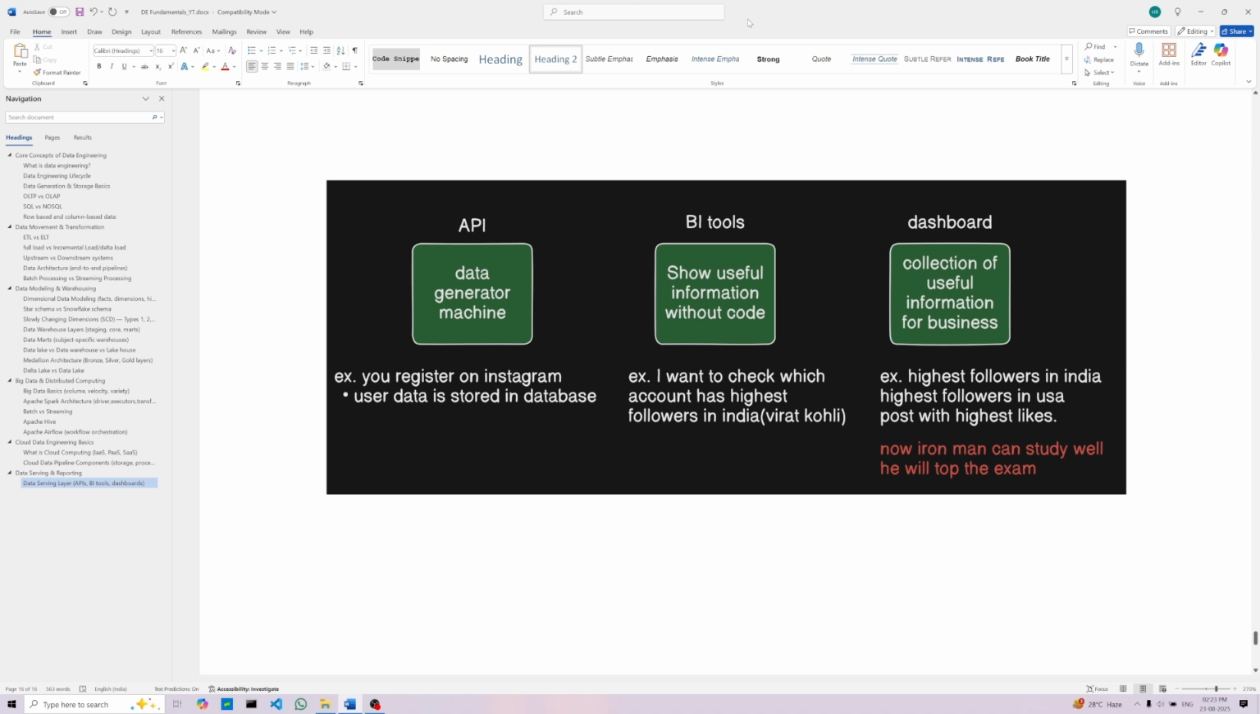Now using these API, BI tools and dashboard, Iron Man will be very happy. Now he can easily read useful information there. And now he can study well and he will top the exam for sure.